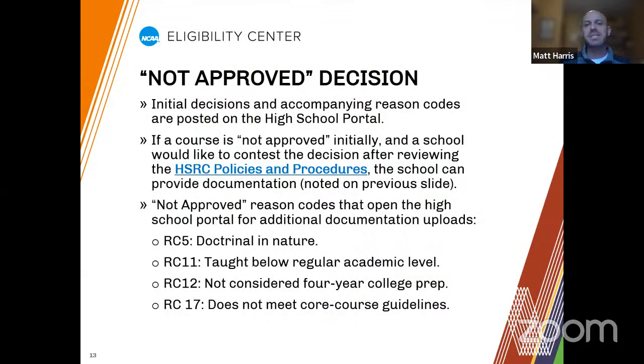And then RC17, does not meet core course guidelines, tends to be applied to a lot of different courses for a lot of different reasons. Maybe the course isn't taught in one of those subject areas we showed on the screen. It could be a lot of different things. Broadcast journalism, for example, a course about video production and broadcasting submitted in English, is probably going to get that RC17 designation and not be approved. But again, those courses can be reviewed with documentation if you choose.